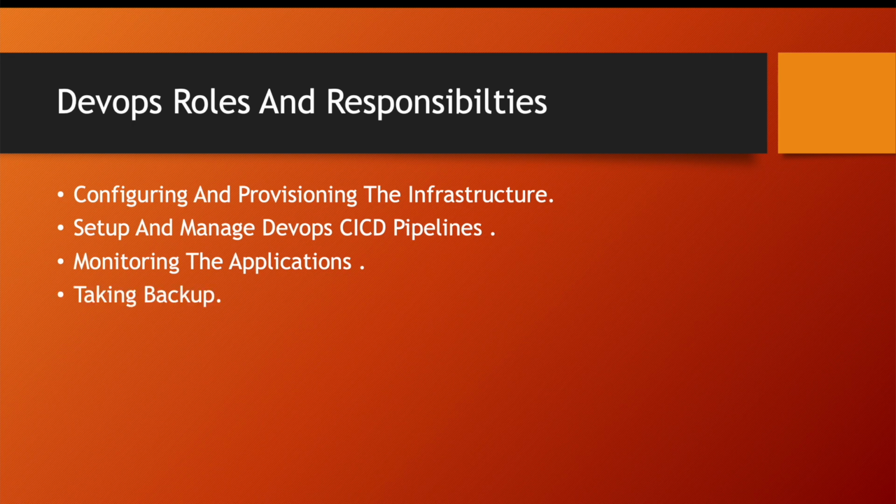Fourth one is taking backup. Endless customers might be accessing your application, and any time if the application goes down, in the worst case, you need to have a backup of the entire system somewhere. It can be on an S3 bucket on AWS cloud or somewhere else.